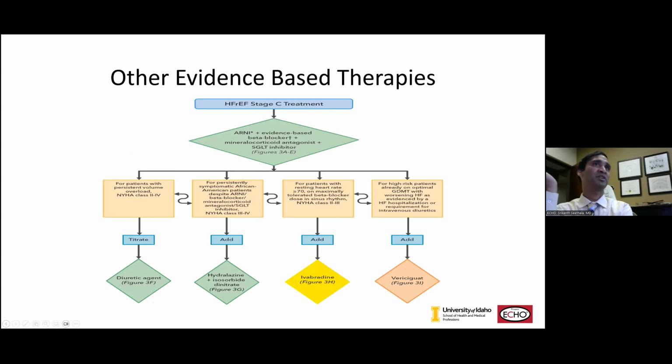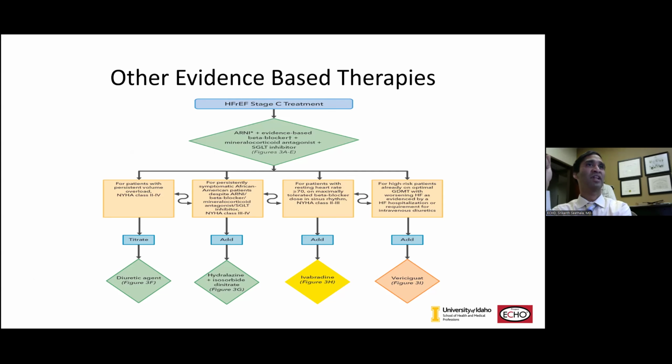And other evidence-based therapies for ischemic cardiomyopathy that are available. All these drugs were done, and particularly hydralazine and isosorbide dinitrate combination is particularly in African American patients. It is strongly recommended. It has a mortality benefit, but they need to be on max doses of GDMT medications first.